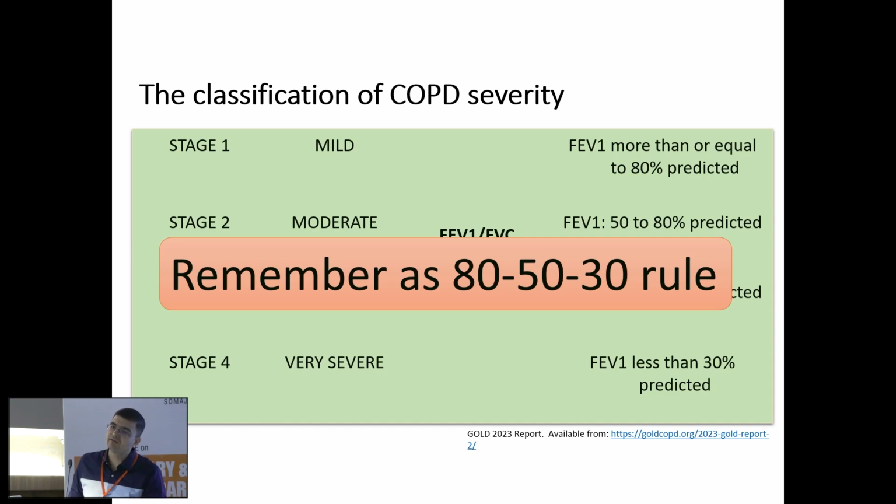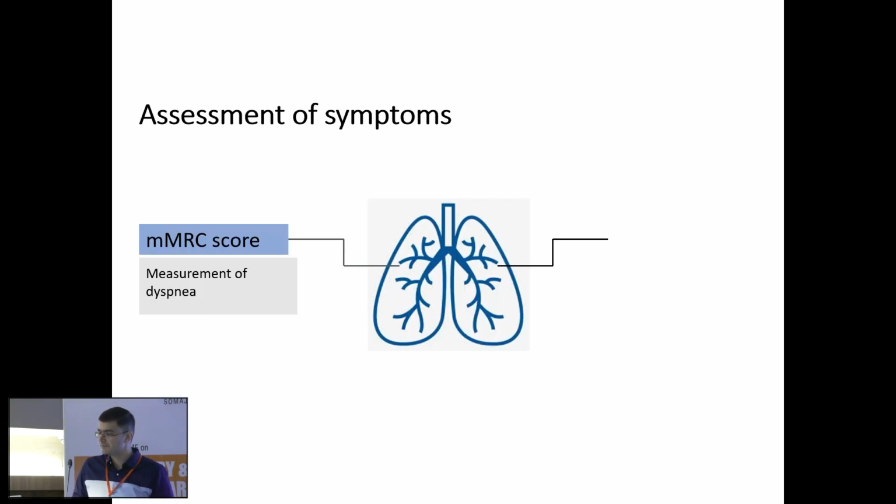Mild COPD, if the FEV1 is around 80%; between 50 to 80%, moderate COPD; if the FEV1 is less than 50%, severe COPD; FEV1 less than 30%, very severe COPD. So remember these definitions. For classification of mild, moderate, severe, unfortunately, we still rely on spirometry, even though we know that this is not the gold standard for diagnosis.